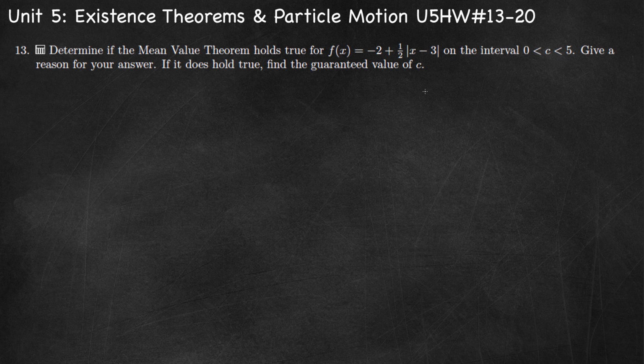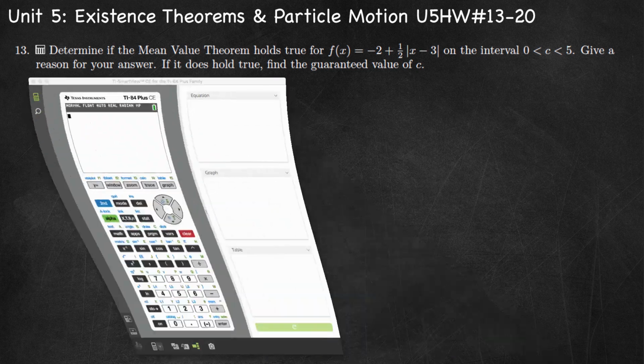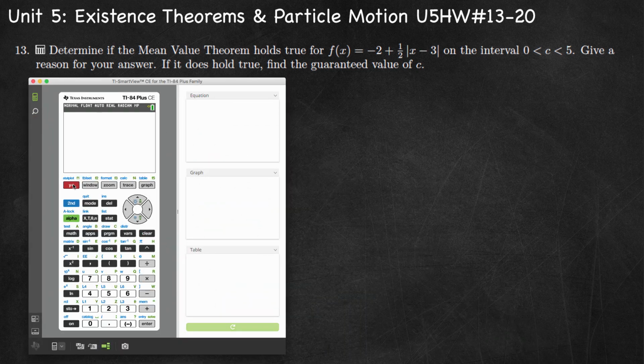We can think in terms of transformations. Our function f of x has been shifted from the parent function right 3 and down 2. So you might be able to just think about that and figure out the answer here. If not, let's go ahead and graph it using the calculator. So we want negative 2 plus 0.5 times the absolute value of x minus 3.